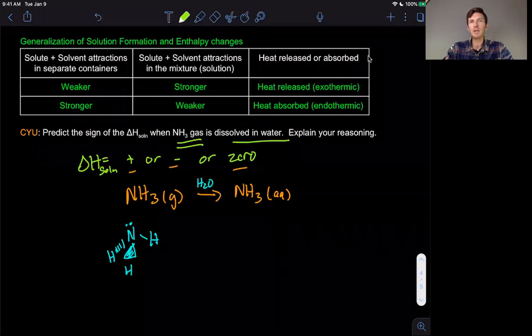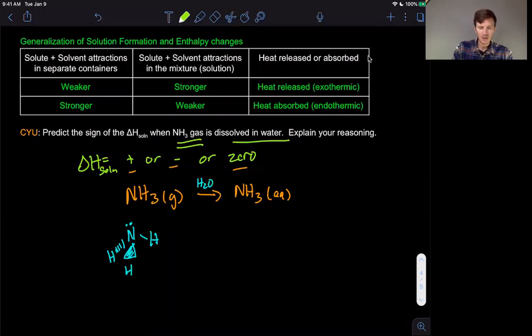So now as we look at this, hopefully we were able to predict what we would think the sign of our enthalpy change would be when we take ammonia gas and dissolve it into water to make aqueous ammonia, NH3. For us to look at this, we want to think: what is the molecule that we have? What's the physical state that it's in? How does that relate to what's happening when it dissolves in water?